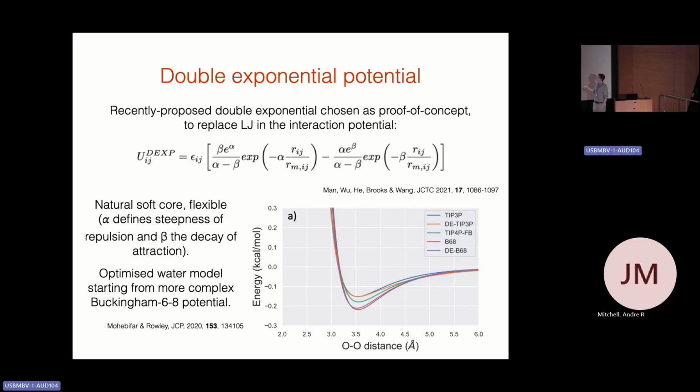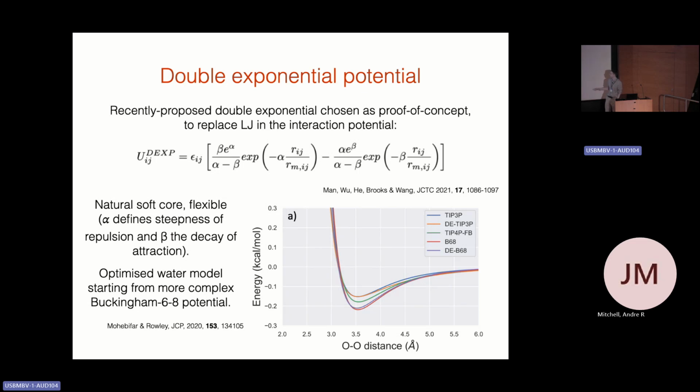So the epsilon and the R min have the same meaning as in the Lennard-Jones force field, but it's got 2 extra parameters, alpha, which defines the steepness of the repulsion, and beta, which models the decay of the attraction. So it's quite flexible.